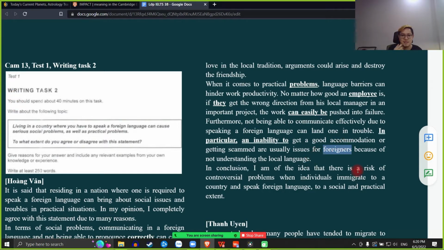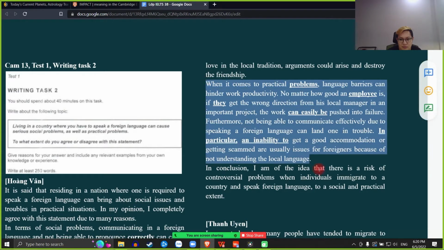So it's getting scammed. Usually issues for... okay, but here you're talking about a specific example of foreigners. Okay, is it acceptable? Because an example, đây là một cái ví dụ thôi cho nên có thể chấp nhận được là cái chuyện foreigner ở đây là ok. Tôi đang nói về foreigner mà, chấp nhận được, ví dụ thôi mà. It's just an example, so I'll accept foreigners here. Usually it's issues for foreigners because of not understanding the local language. Okay. Two practical problems. Very good. 2 vấn đề thực tế.